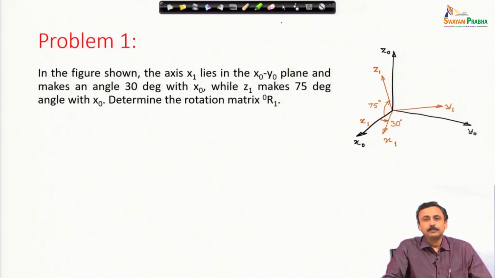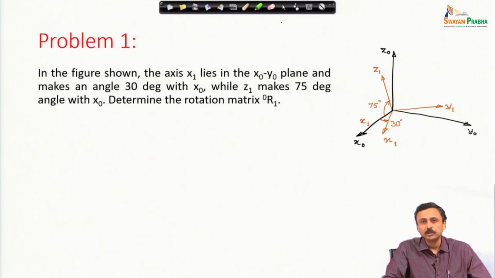Let us look at a problem. In the figure shown, the axis x 1 lies in the x 0 y 0 plane and makes an angle 30 degree with the x 0 axis, it has been shown in the figure, while z 1 makes 75 degree angle with x 0. Determine the rotation matrix R from 1 to 0. Now, we will not try to write down fundamental rotations about each axis and try to find this rotation matrix. We will find this rotation matrix solely using the properties of the rotation matrix.